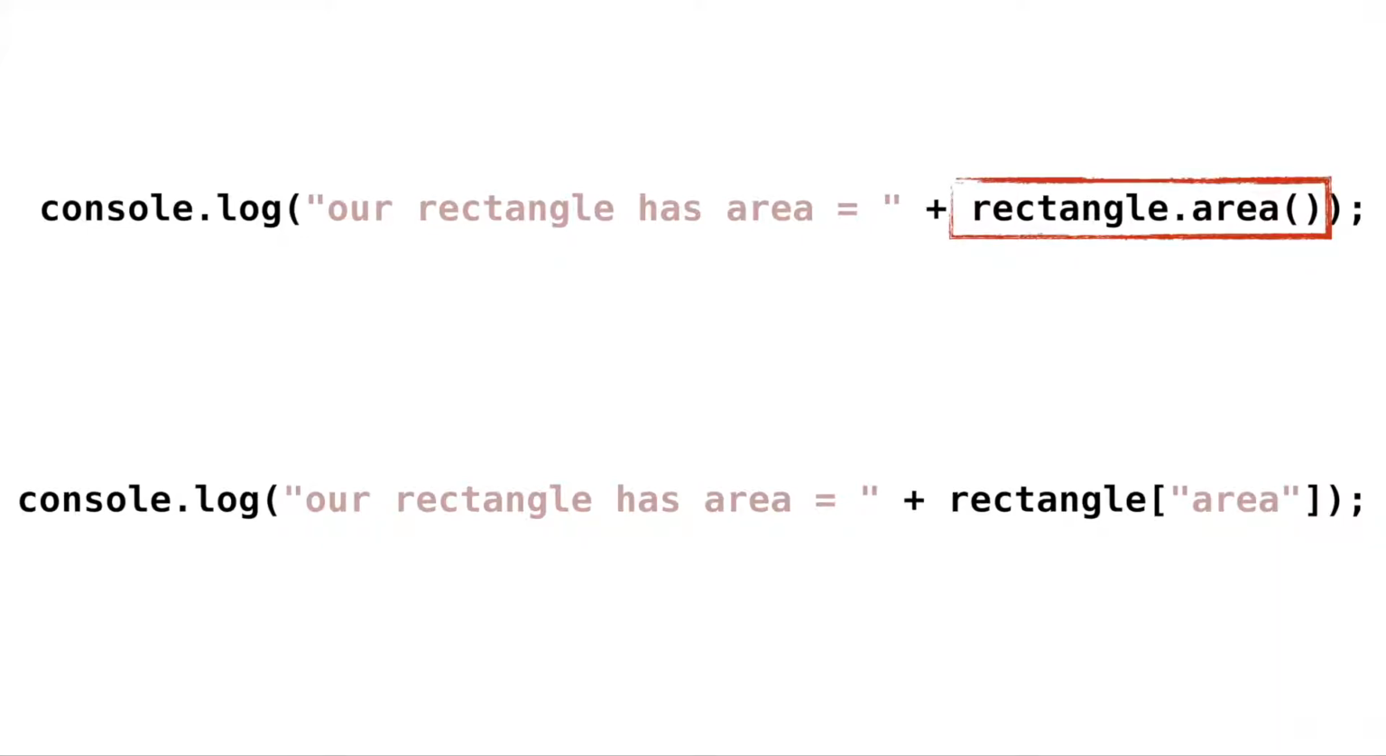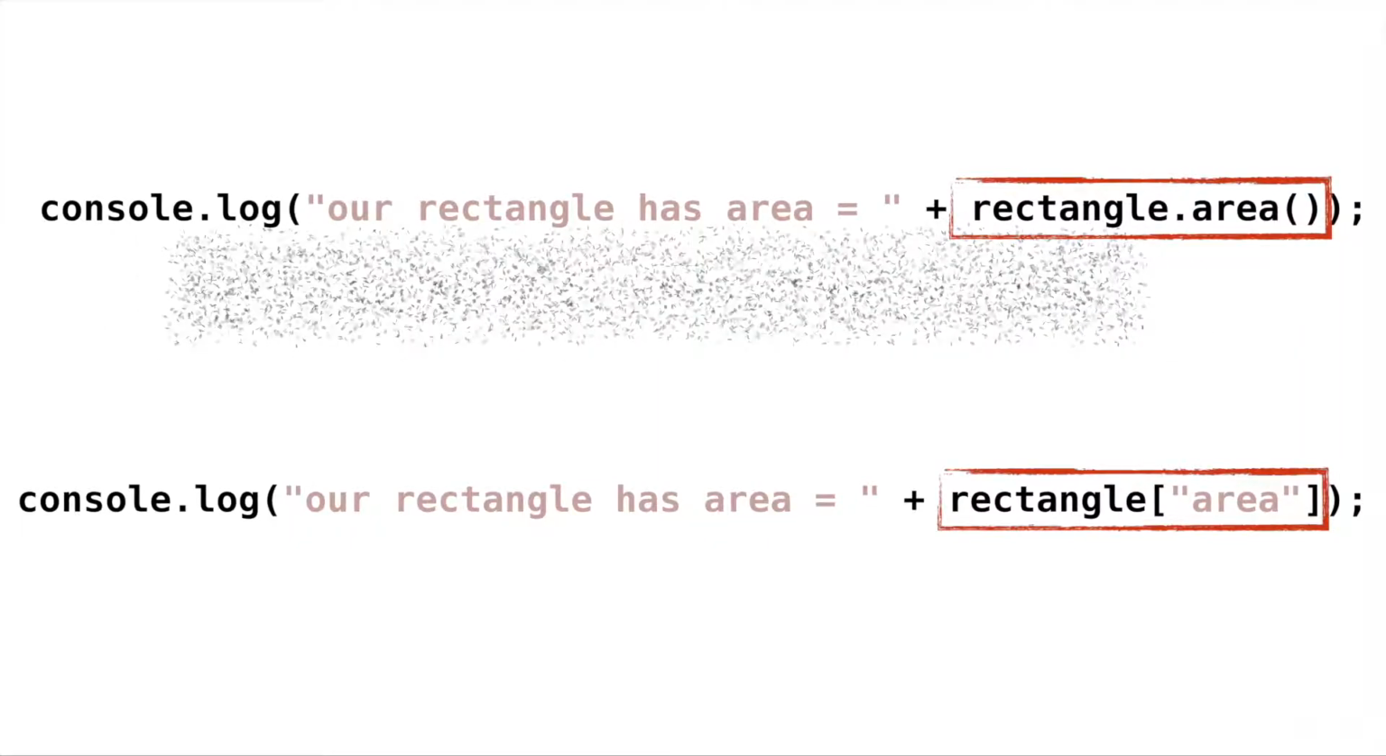Let's look at it again. There is one way where we can say rectangle dot area followed by brackets, indicating that this is a function call. Or we can say rectangle in square brackets area as the property name. What's the difference between these two? We'll see soon enough when we run this code and get the output.